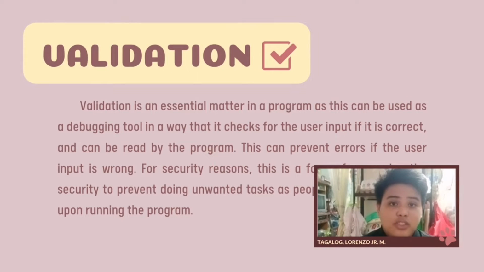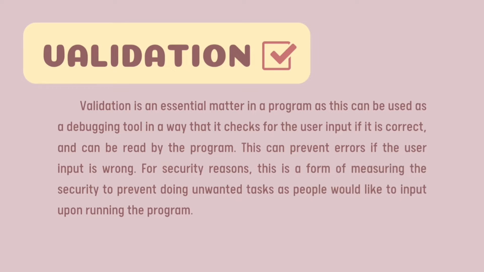Validation is an essential matter in a program, as this can be used as a debugging tool in a way that it checks the user input if it's correct and can be read by the program. This can prevent errors if the user input is wrong. For security reasons, this is a form of measuring the security to prevent unwanted tasks as people would like to input upon running the program.